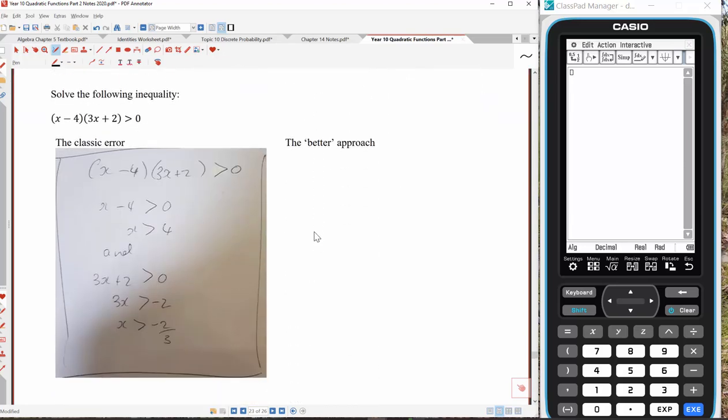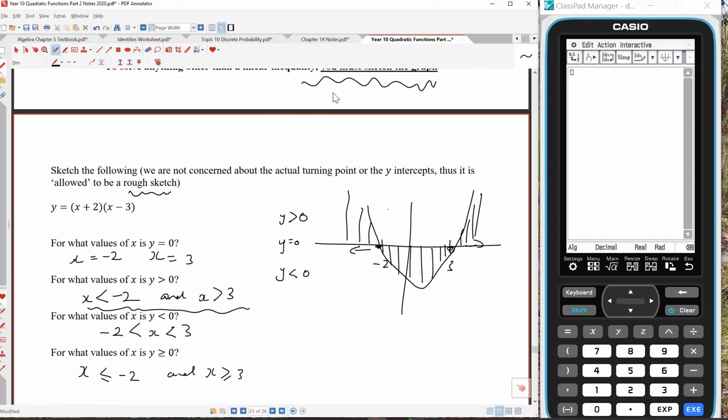All right, so solve the inequality. This is what most students do, or many students do. The classic error here is students try to solve it algebraically. What they get when they solve algebraically is x greater than 4 and x greater than -2/3. Now you notice here that x greater than -2/3 also covers x greater than 4. So this is wrong.